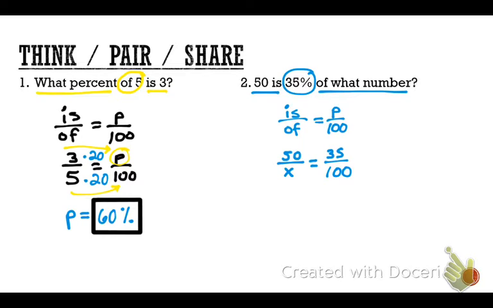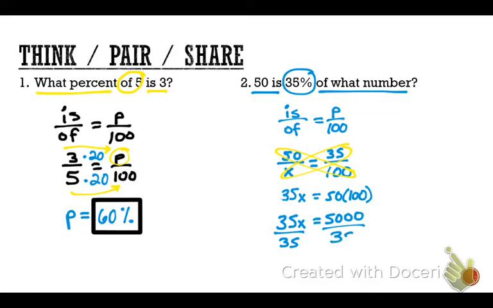All right, guys, is there a clear missing link for me to do mental math to get from a 35 to a 50? No, there's really not. So what should I do? All right, let's go ahead and do cross products. All right, Haley, what should I write? Okay, 35x equals 50 times 100. Girls, what's 50 times 100? 5,000. Brody, how do I get x by itself? You have to divide by 35 on both sides.